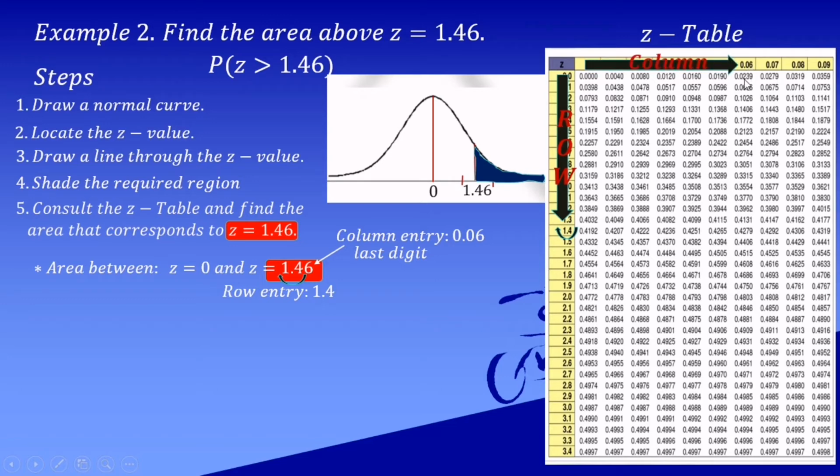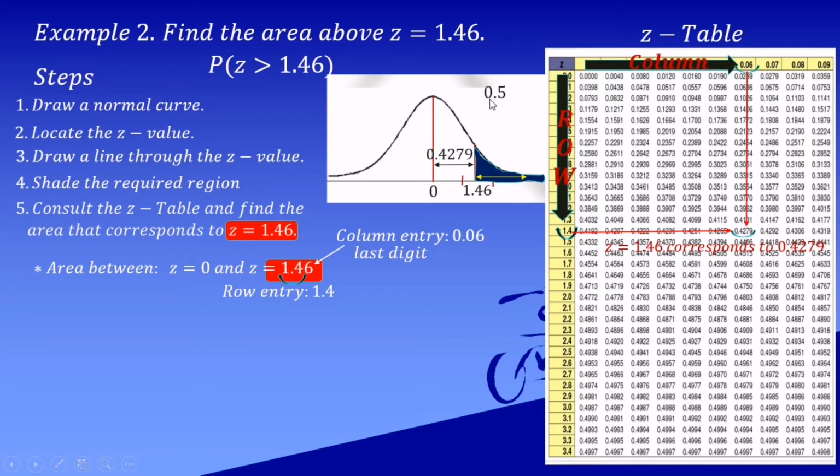Diyan natin makita yung column entry, 0.06, and find the intersection of row and column. Yan ang ating probability that z is equal to 1.46 corresponds to 0.4279. So mula 0 to 1.46 is equivalently 0.4279. And we are interested in this shaded region, the area here.